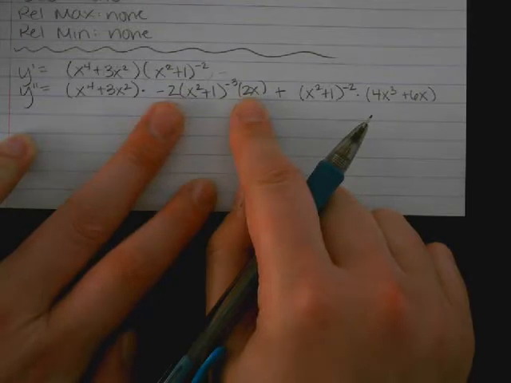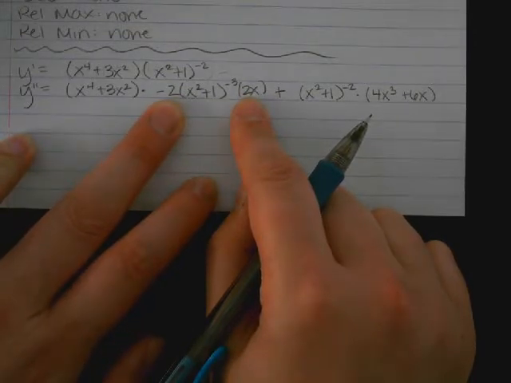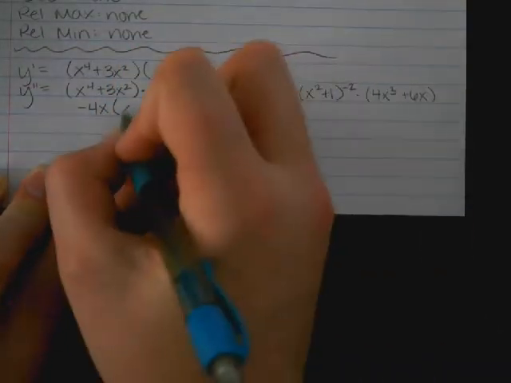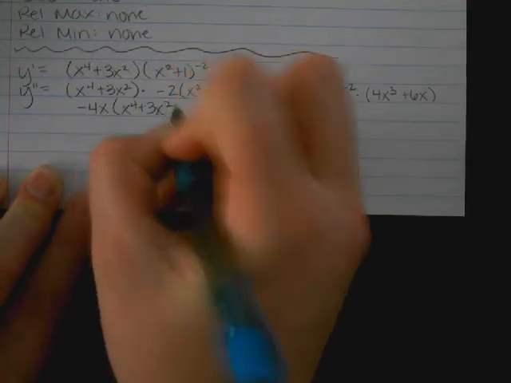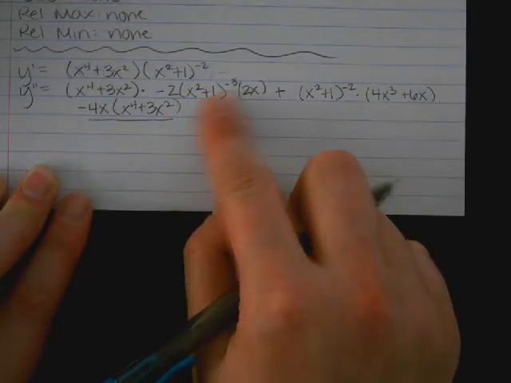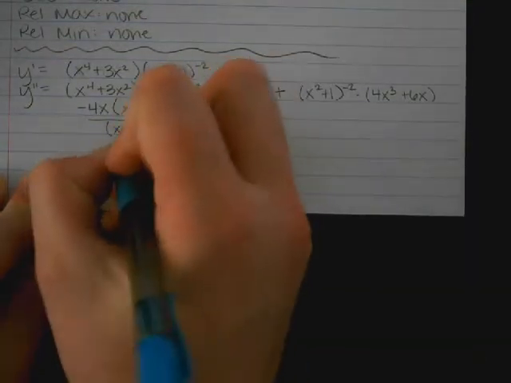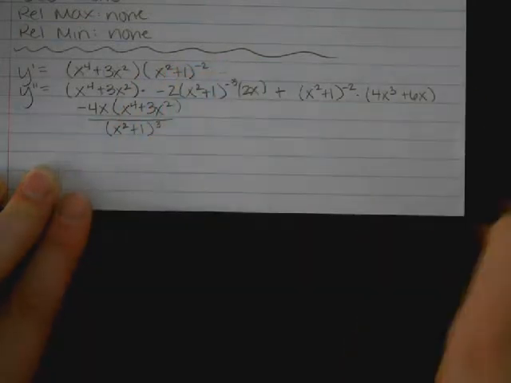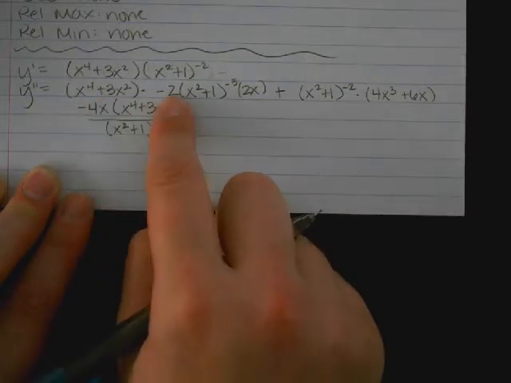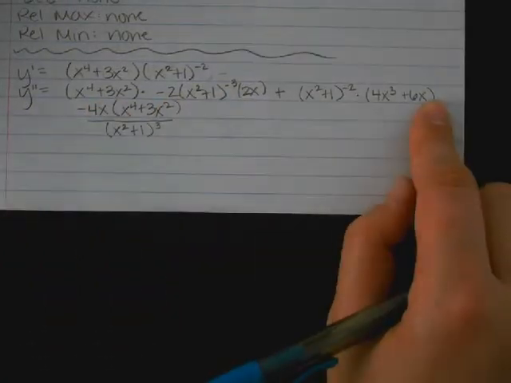I've got a 2x and a negative 2. What does that give me? Negative 4x. I'm going to say negative 4x is on top. x to the 4th plus 3x squared is on top. And then the x squared plus 1 to the 3rd is on the bottom. And because x to the 4th plus 3x squared is technically over 1, and this is over 1, and that's over 1, that's why all of those ended up on the top.